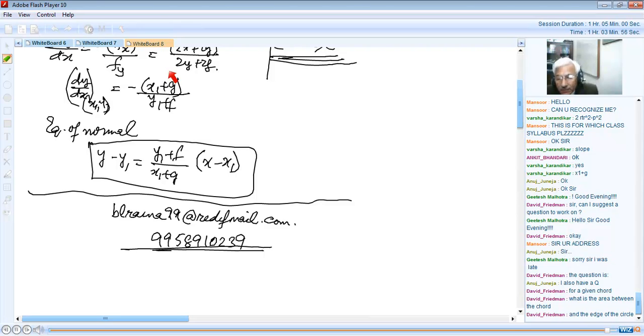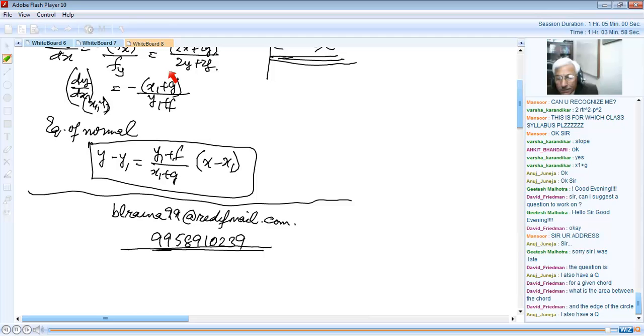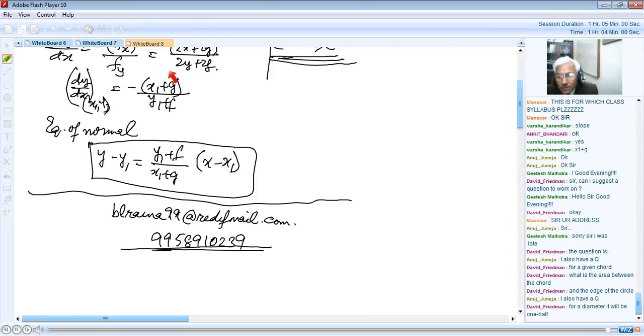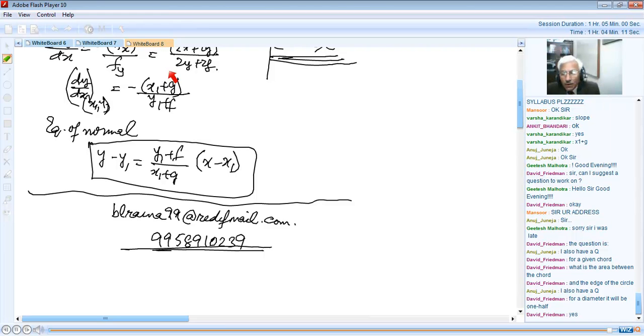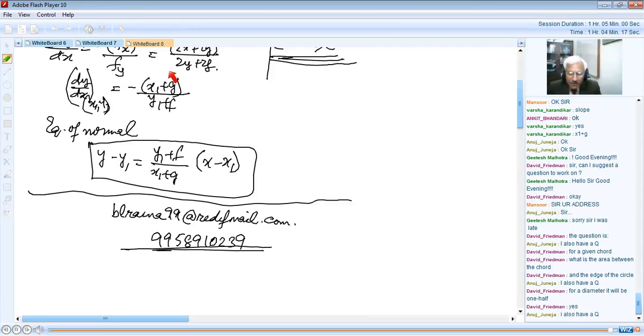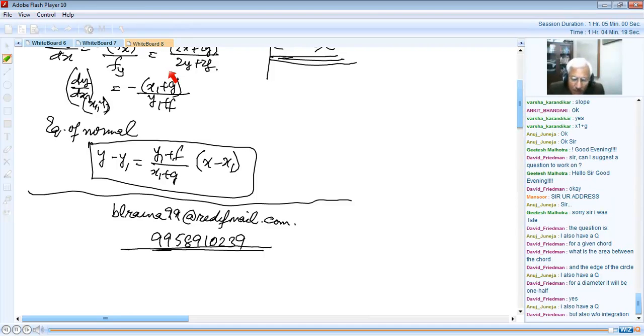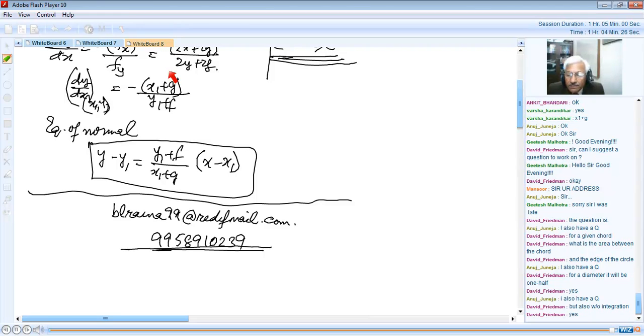What is the area between the chord and the edge of the circle? Well, that can be calculated by integration, right? That is the segment. That can be written as area of sector minus area of triangle. Okay? Area of sector minus area of triangle.